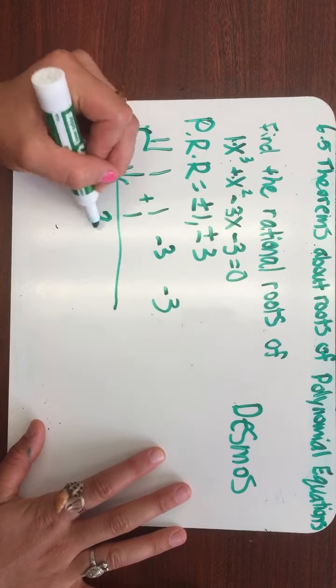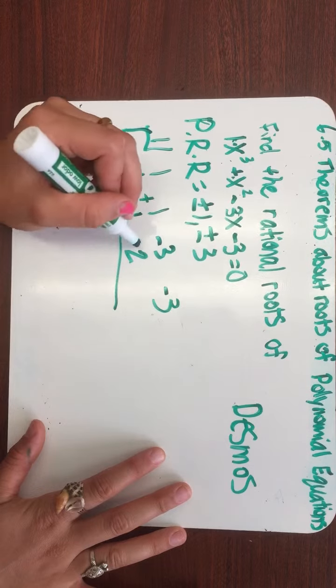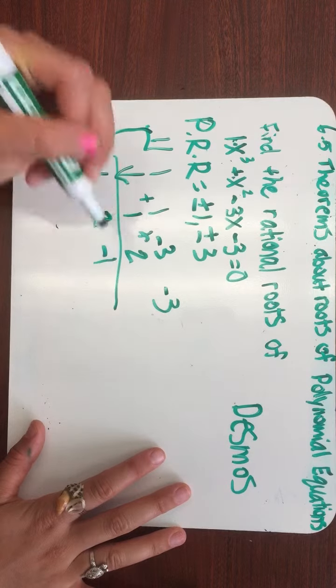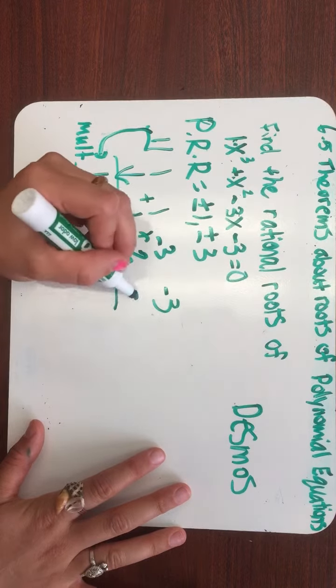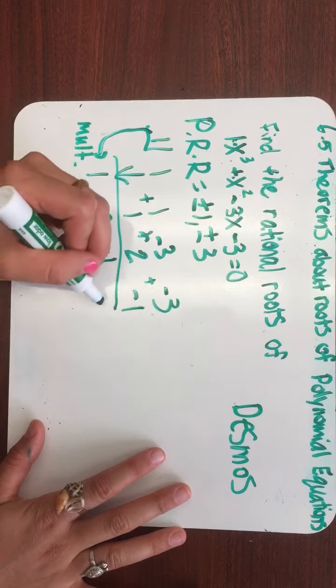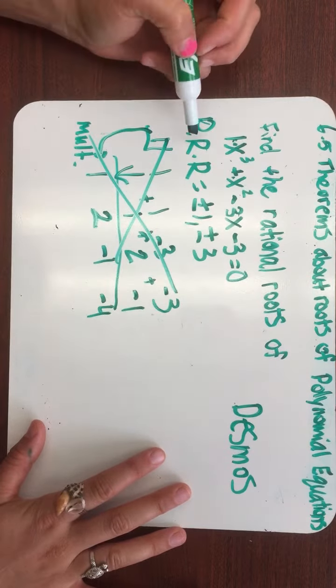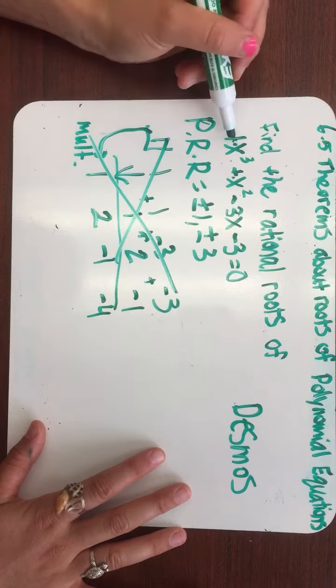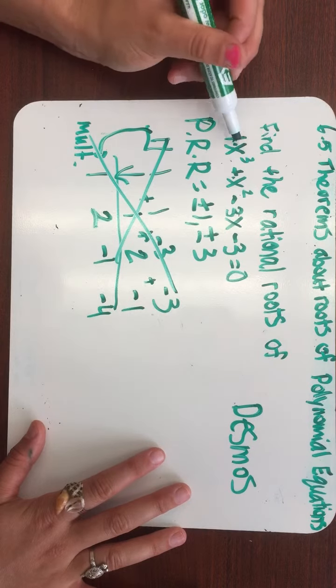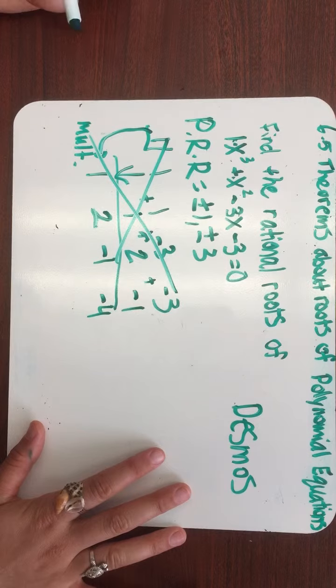1 times 2 is 2. Add. We get a -1. Multiply, and add. So this one did not work. That is not a rational root. X equals 1 is not a rational root of this cubic. So we'll test another one.